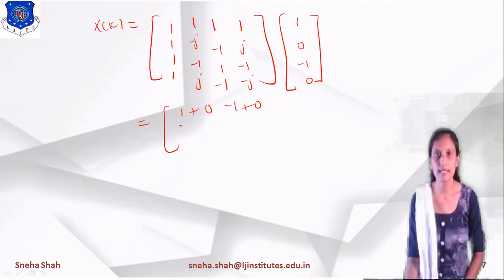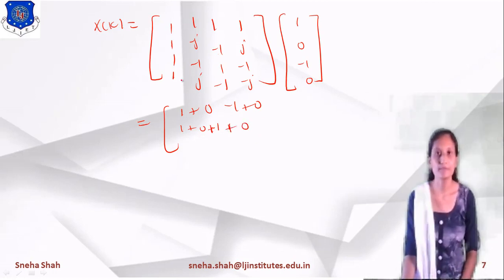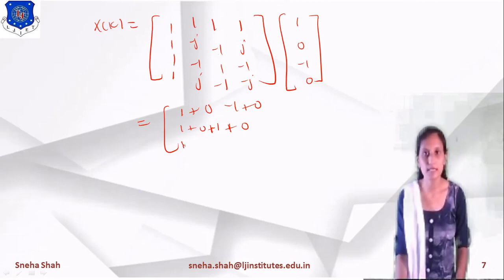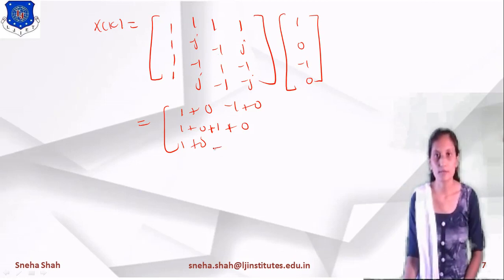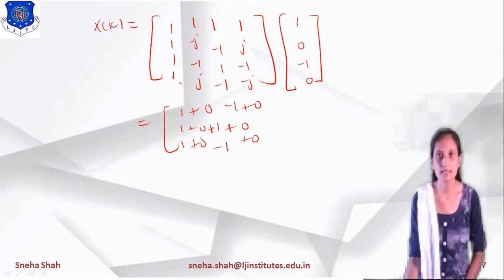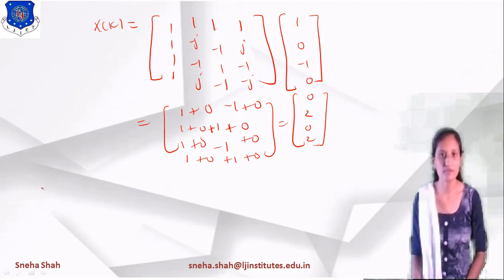Same way we will be multiplying each and every term. This one is minus minus plus 1. Next term is 1 into 1 means 1. Minus 1 into 0 means 0. 1 into minus 1 means minus 1. And the last term is 0. The next term is 1 plus 0, minus minus plus 1 plus 0. Now if I am simplifying this, then the terms will be 0, 2, 0, 2. So this one is your x of k.